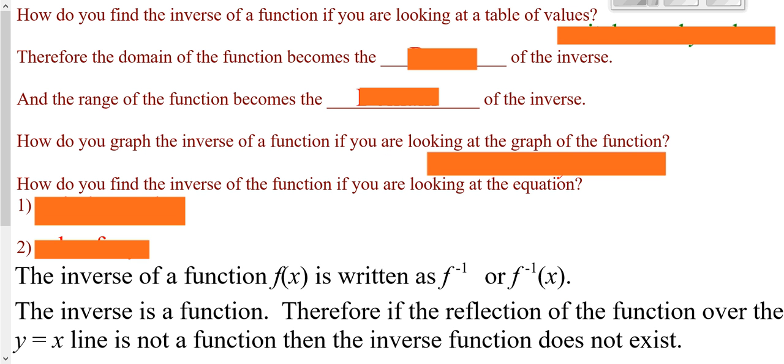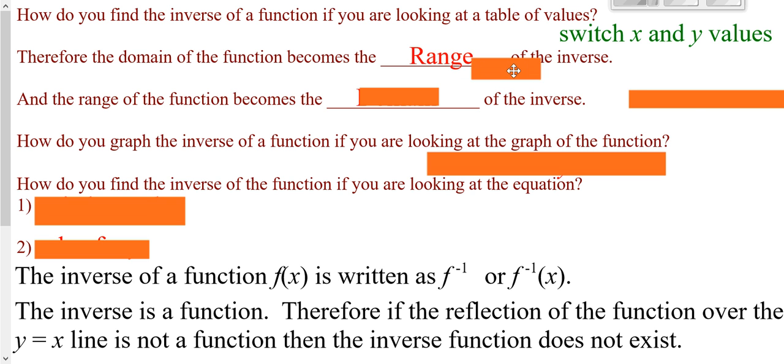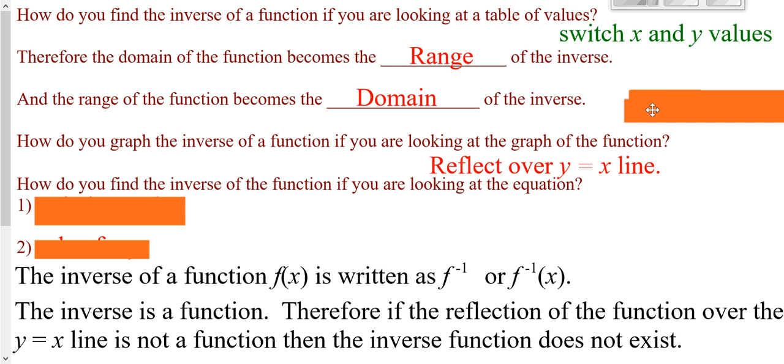So when you're looking at a table of values, your x and y values are switched for your inverse. So in other words, your domain of your function becomes the range of the inverse. Or the range of your original function gets switched to the domain of your inverse. Graphically, it's reflected over the y equals x line, as we said.